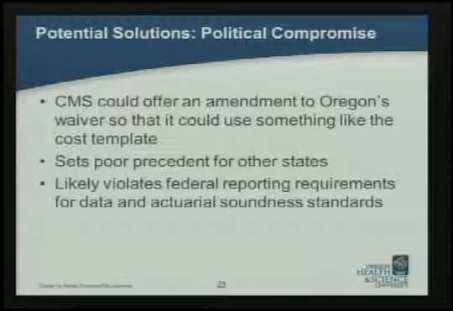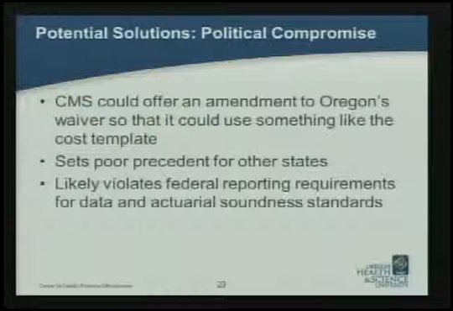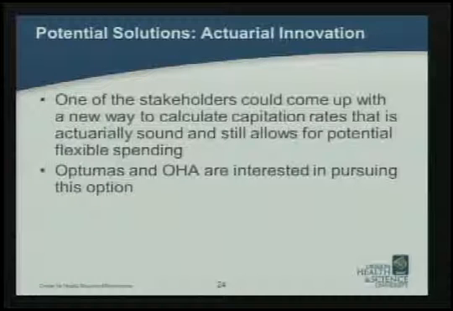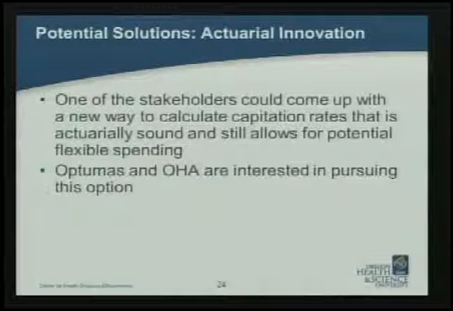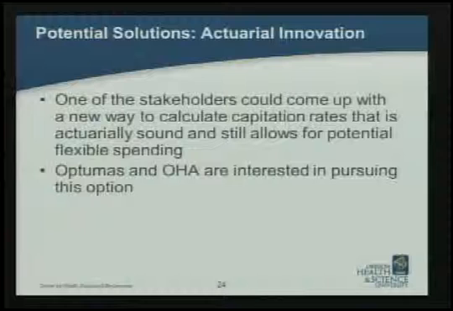Some potential solutions could be that the CMS could offer some sort of amendment to Oregon's waiver. That doesn't seem likely; more likely than not that would break some federal reporting standards and violate the law, the actuarial soundness standard. So there's probably not some political compromise between the two bodies that we could see. Another solution is that we come up with some sort of new rate-setting methodology that solves this problem or allows for more flexible spending in coordinated care organizations. But a big problem is that the actuarial world moves slowly. It would seem difficult to come up with an entirely new rate-setting methodology within the course of a year.